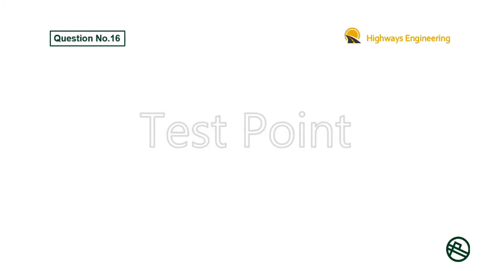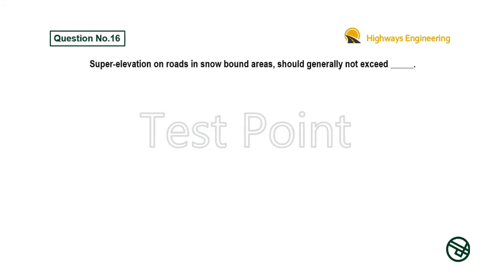Question number 16. Super elevation on roads in snow-bound areas should generally not exceed. Option A, 15%. Option B, 12%. Option C, 10%. Option D, 7%. Answer is option D, 7%.